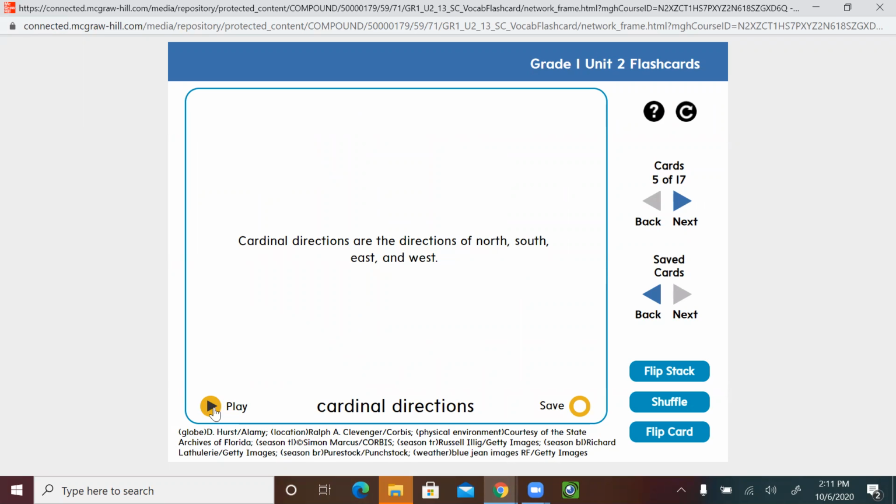Cardinal directions are the directions of north, south, east, and west. One more time. Cardinal directions are the directions of north, south, east, and west.